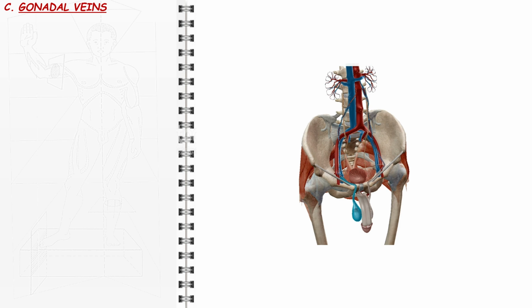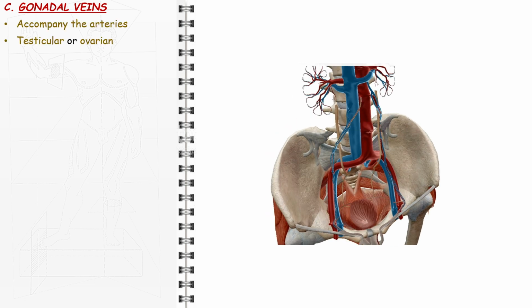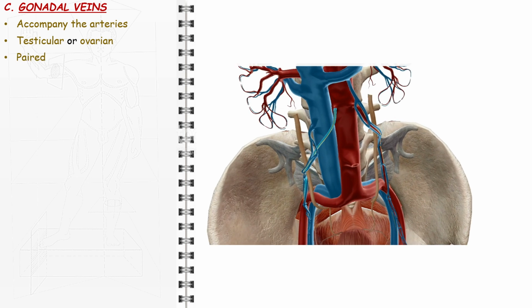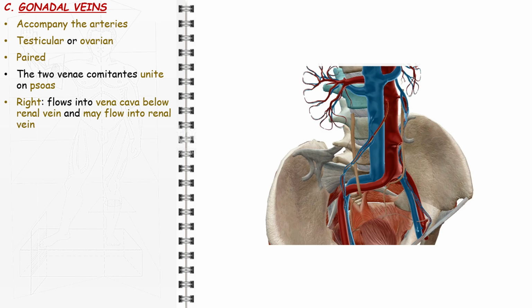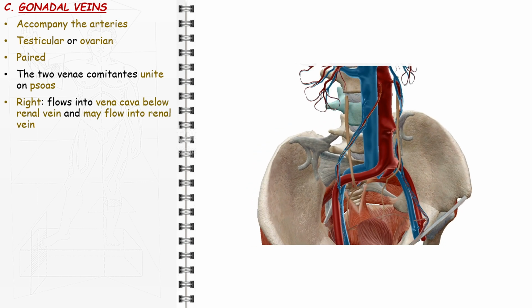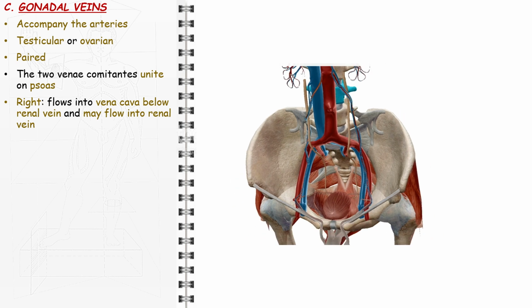The gonadal veins accompany the arteries, testicular or ovarian, and each is usually paired. As they run up on psoas, the 2 venae comitantes unite. On the right, the vein is usually said to enter the vena cava just below the renal vein, but the right testicular vein may join the renal vein. On the left, it invariably joins the left renal vein.